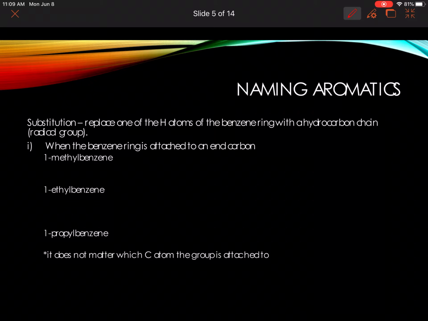Anyways, naming aromatics. For substitution, we're going to replace one of the hydrogen atoms of the benzene ring with a hydrocarbon chain, so with a radical group. These are our normal radical groups that we have. We've got our methyl group, our ethyl group, propyl is here, right? That's what I mean by an alkyl group. That's a radical group. So naming them. When the benzene ring is attached to an end carbon, I'm going to draw the first one here. So I've got my hexagon, and then let's put a methyl group there.